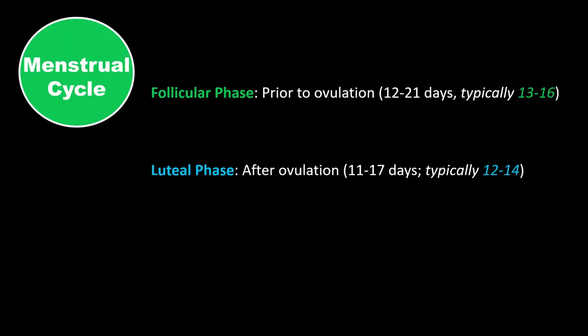Moving on to the menstrual cycle. So it is made of two phases. They're almost the same in length. They vary, but you have the follicular phase, which is prior to ovulation, and the luteal phase, which happens post-ovulation, with ovulation, of course, being the release of an egg from a ruptured follicle.